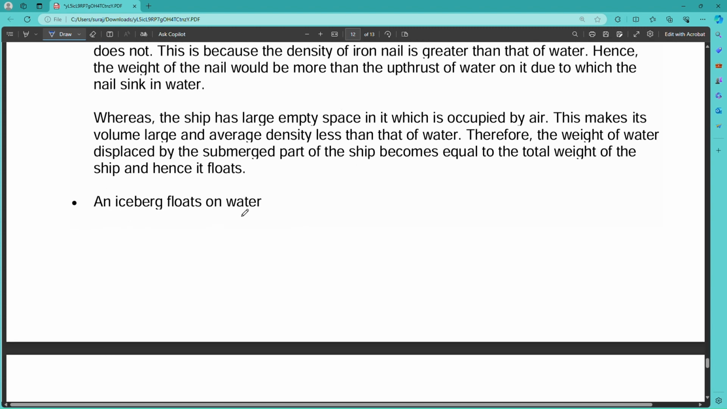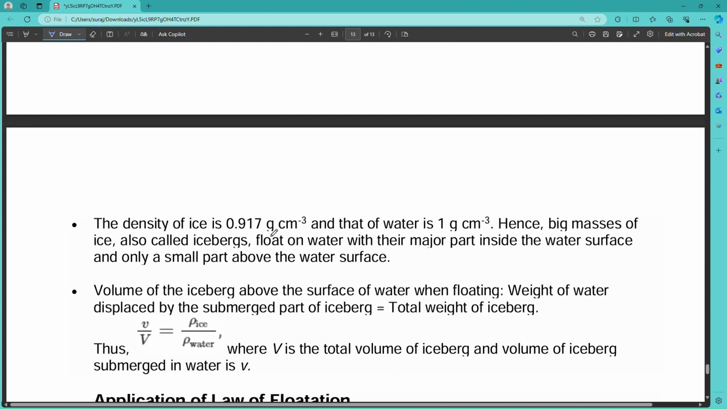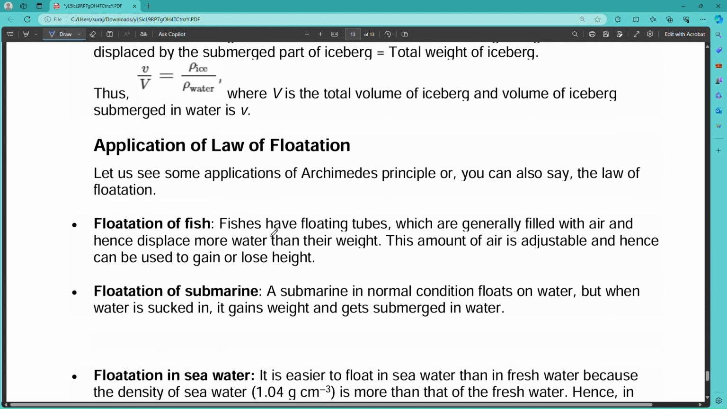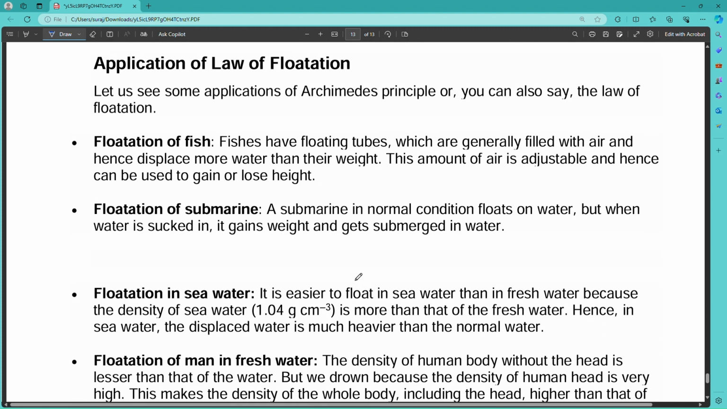Icebergs float on water also. Another application of the law of flotation is flotation of fish. Fishes have floating tubes, generally filled with air, and hence displace more water than their weight. This amount of air is adjustable and hence can be used to gain or lose weight. Flotation of submarine: the submarine in a normal condition floats on water, but when water is sucked in, it gains weight and gets submerged into water.